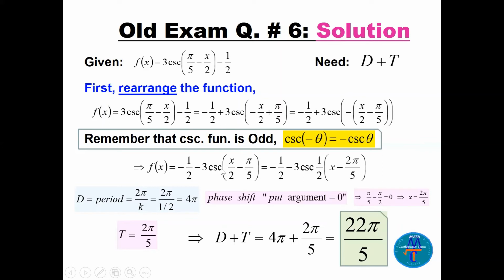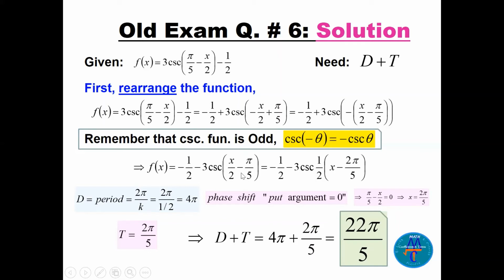So I can take half here outside. Now it becomes half times (x minus 2 pi over 5). If you take half as a common factor, then easily you can see the shifting here. The shift, capital T, will be positive, only x minus small b, 2 pi over 5.